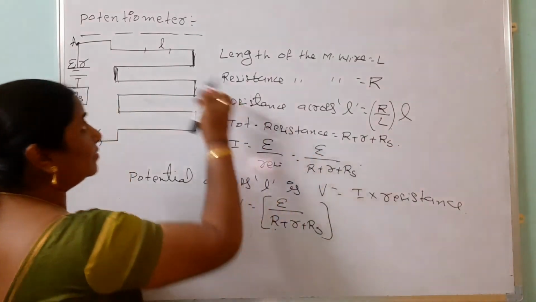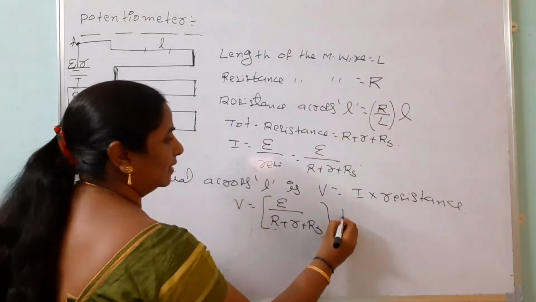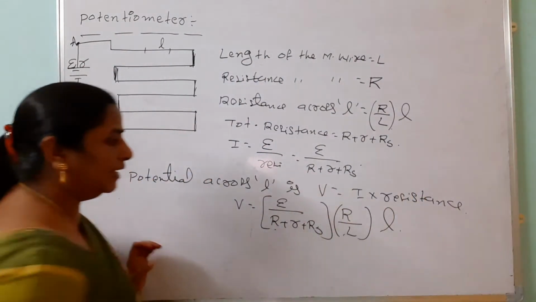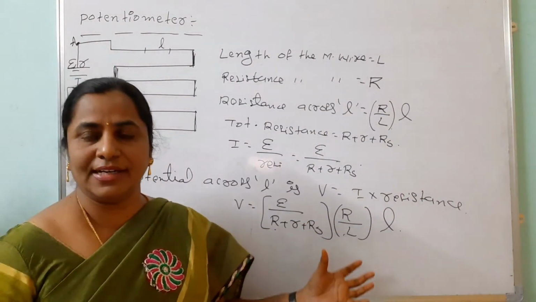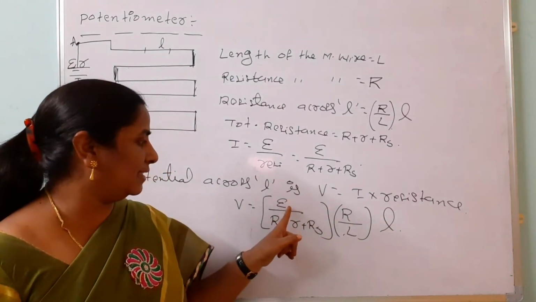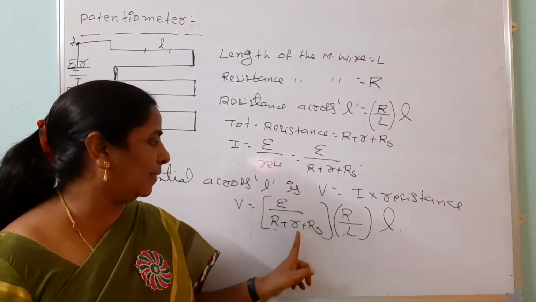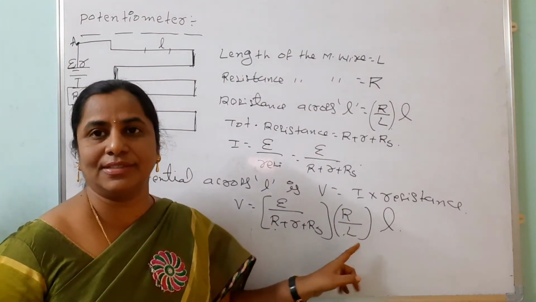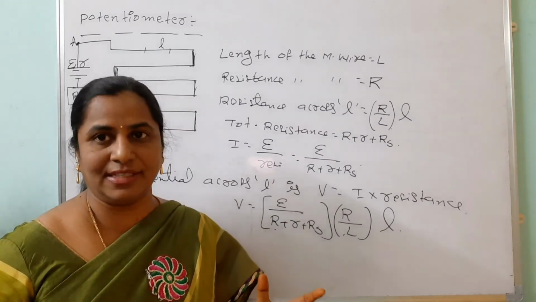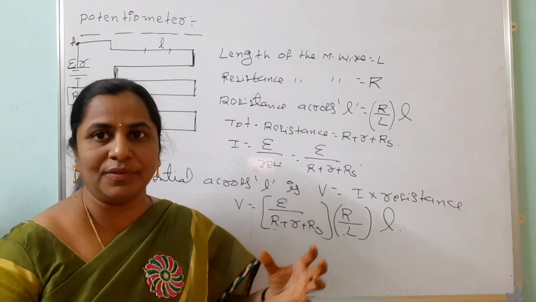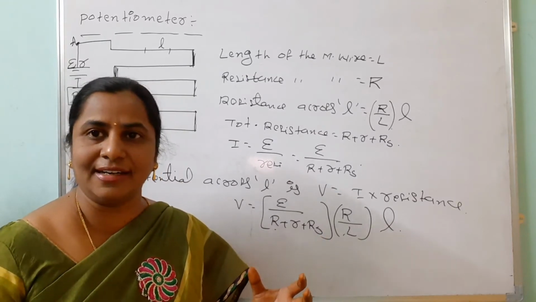But the resistance of this part is R by L into L. Now look here, how can you give the relation between potential and this length? See, these are constants: epsilon, current, and epsilon by R plus Rs, and R is fixed, length is also fixed. But small l is not changing here. Why? It's not constant. Whatever length we want, we can take and find out the electric potential.